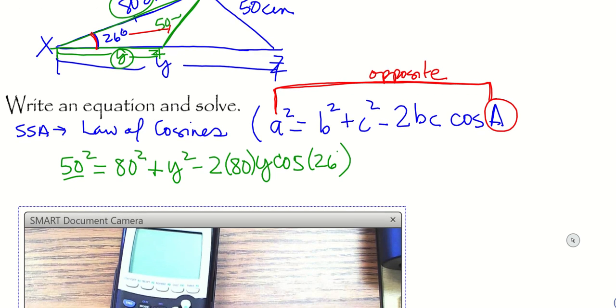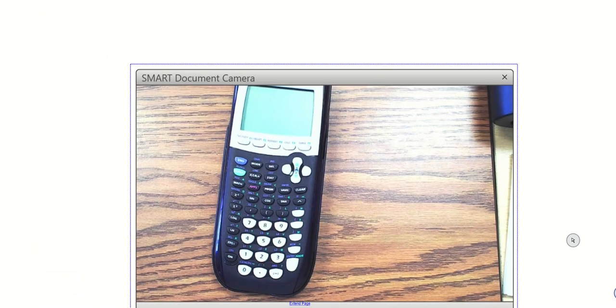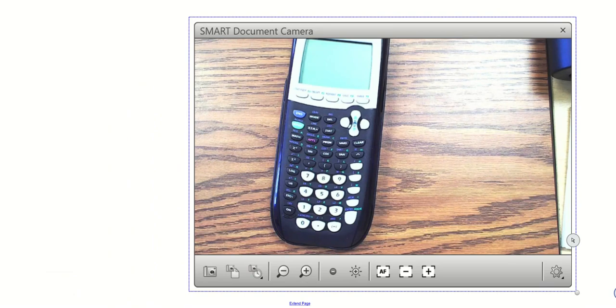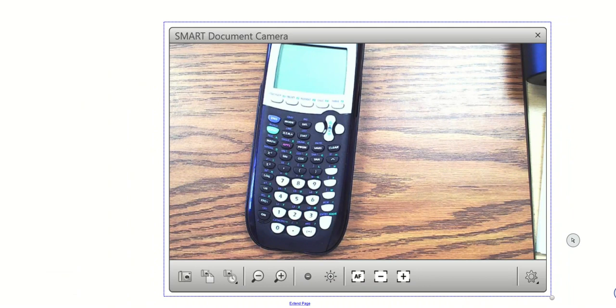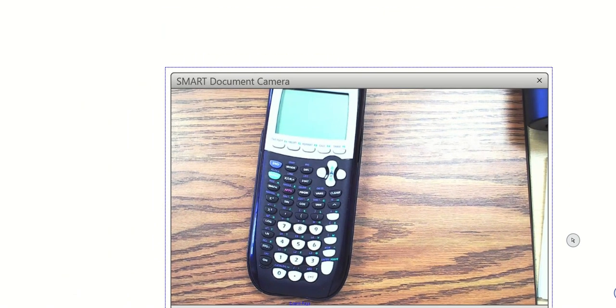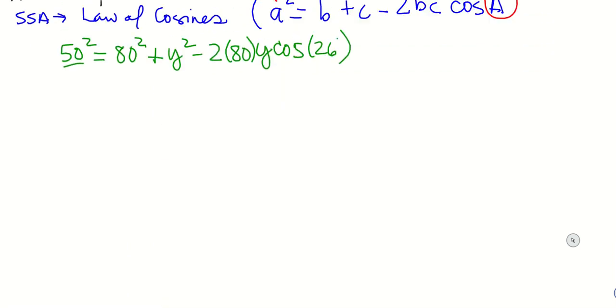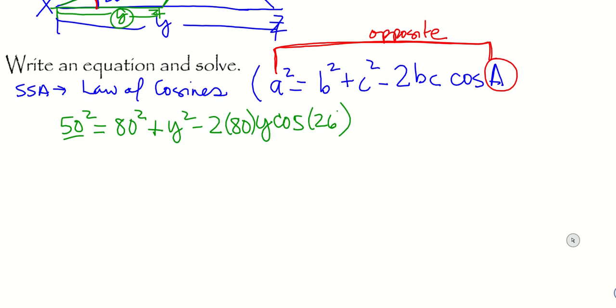So before we go farther, trying to get this out of the way. Doesn't want to get out of the way. Let's move it down. Let's see if we're there. Oh yeah, I got plenty of space. Let's simplify what we've got here.